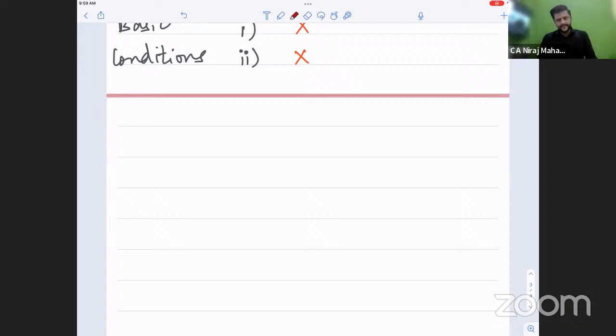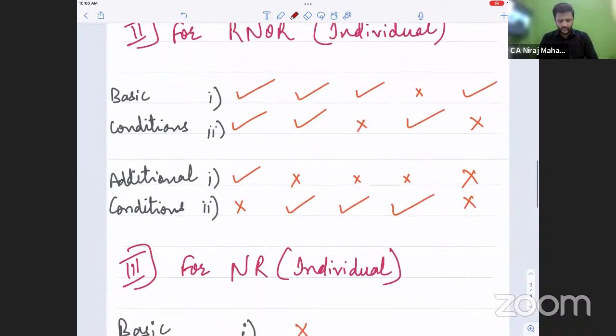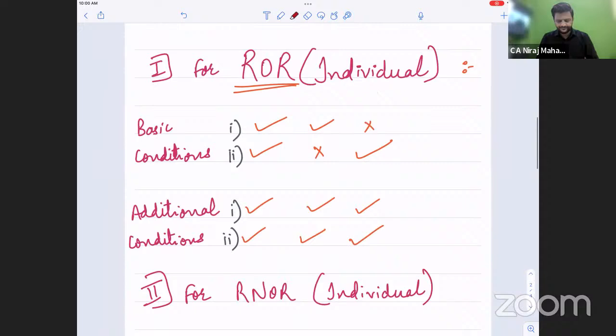That is Indian income plus foreign income. For RNOR, Indian income is taxable and a special type of foreign income that is controlled from India. And for NR, only Indian income is taxable in India. This is your summary. Clear? We'll go ahead, everybody. So you have to learn what the basic conditions are and what the additional conditions are. Clear? All right.